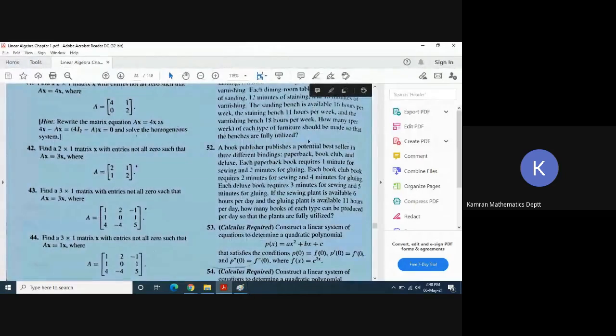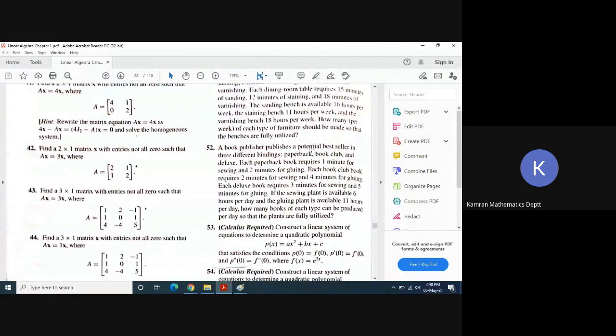A book publisher publishes a potential bestseller in 3 different bindings: paperback, book club, and deluxe. A book publisher publishes 3 types of books: paperback, book club, and deluxe.